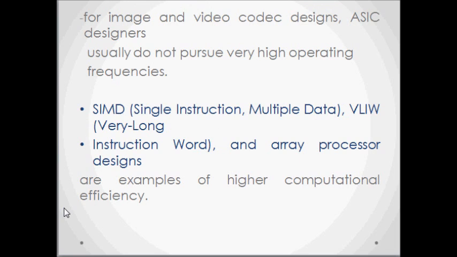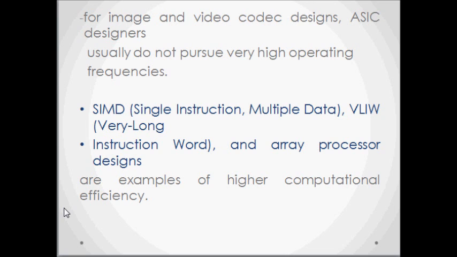Only raising the working frequency is not a good approach to solve the problem. Working fast but not efficiently is also not an optimal way. Also, high power consumption is a problem at a high frequency, especially for battery powered portable appliances. Therefore, for image and video codec design, ASIC designs usually do not pursue very high operating frequencies. On the contrary, designers look for more efficient architectures to be operated at a lower clock rate, for example SIMD and VLIW.